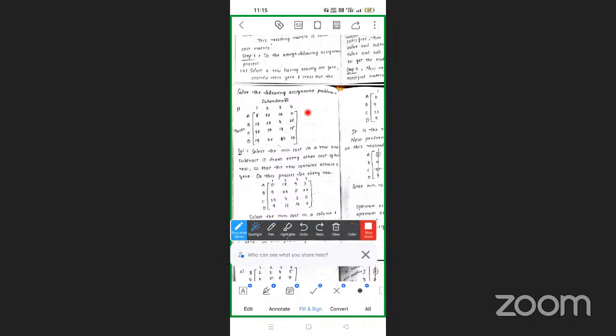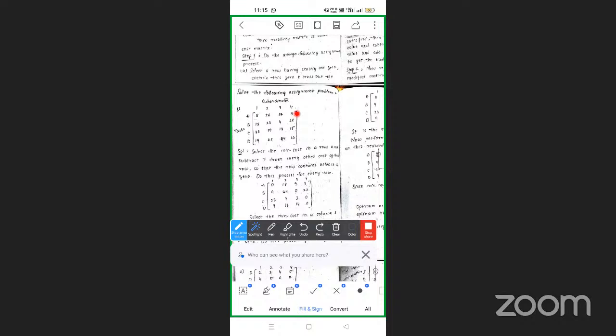Assignment problems. Assignment is nothing but assignment problems. Chapter number, I think 6 or 7. Hungarian assignment questions or Hungarian assignment problems. So solve the following assignment problem. Given subordinates and tasks 1, 2, 3, 4 and A, B, C, D. We can assign each person to one task.